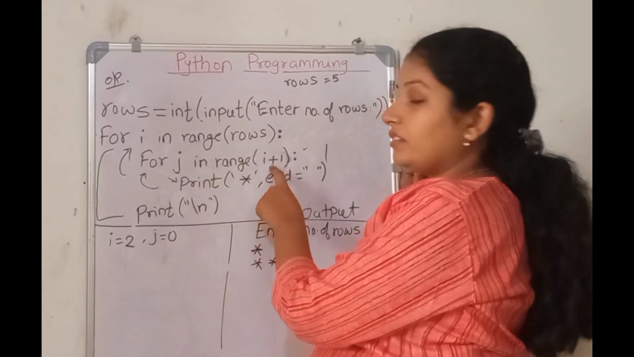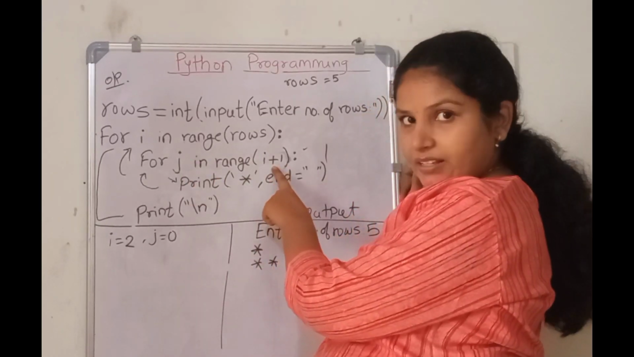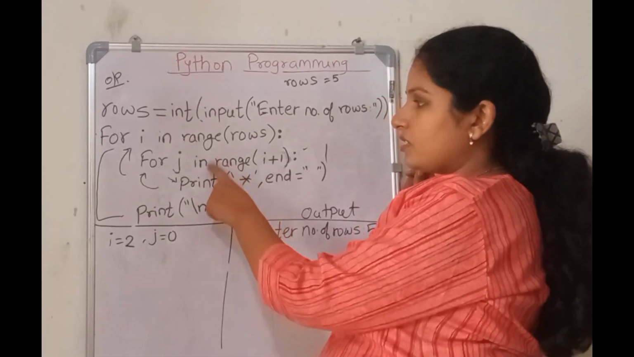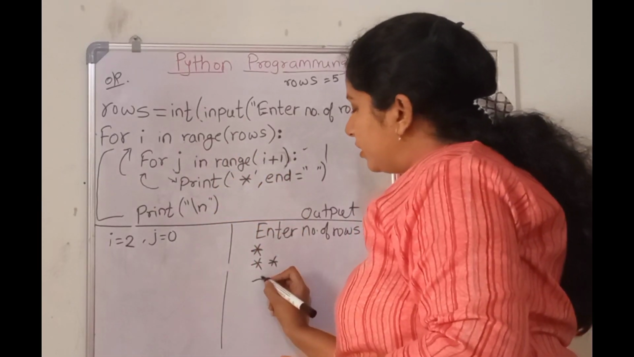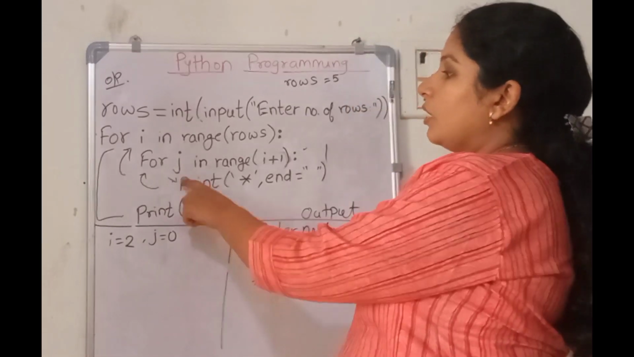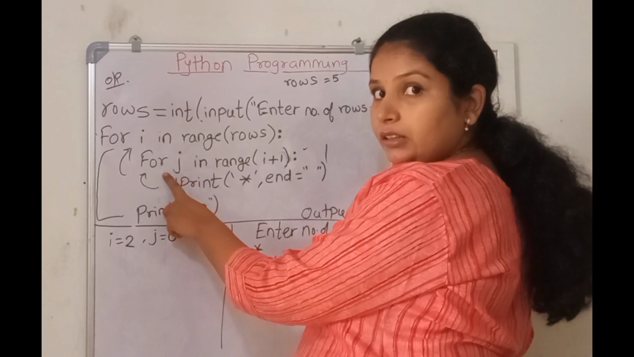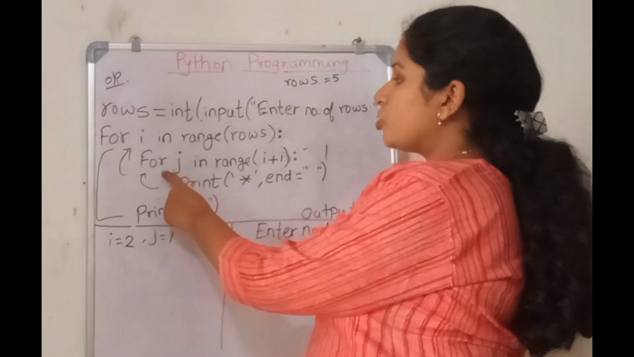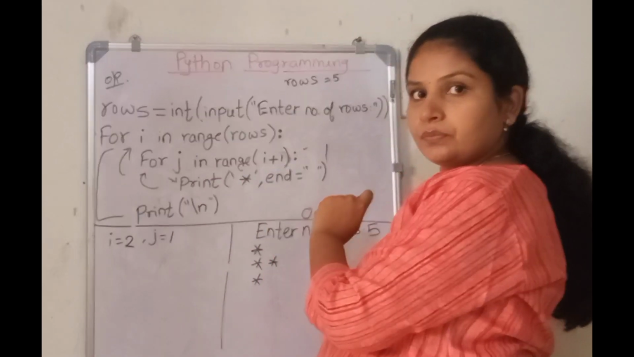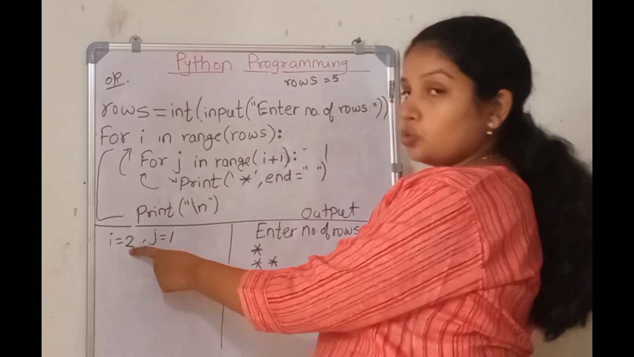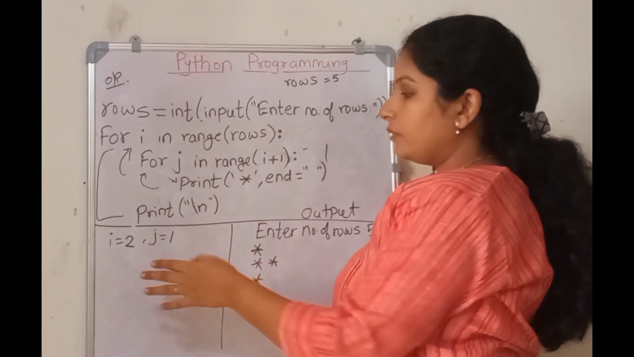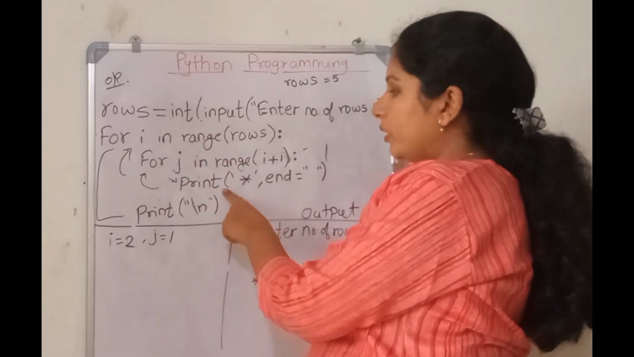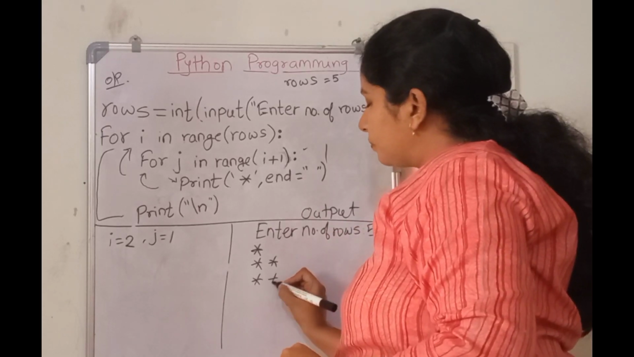Here j in range. J value is 0. This is 3. Is 0 less than 3? Yes. So here you are printing asterisk. Right, this condition is true. You are printing asterisk in the next line. Asterisk. After printing this, go to the jth loop. Now j value is incremented by 1. I value will be same. J in range i plus 1. Right. I value is 2 plus 1, 3. Again j value is 1. Is 1 less than 3? Yes. Condition is true. Going inside, print this value.